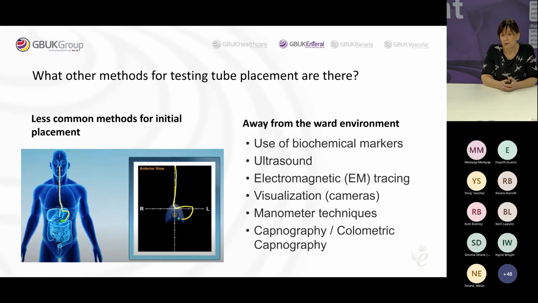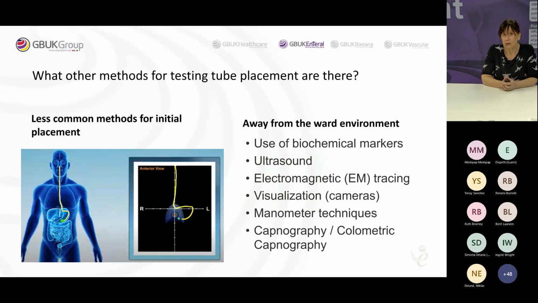So, for example, biochemical markers. It could be that a sample of the patient's aspirate is sent to the laboratory for further testing to establish where the tube is placed. So that would inevitably delay. Ultrasound is not necessarily useful for all patients because it depends on the patient's anatomy, whether it's quite easy to see the tube being passed down the patient's esophagus.